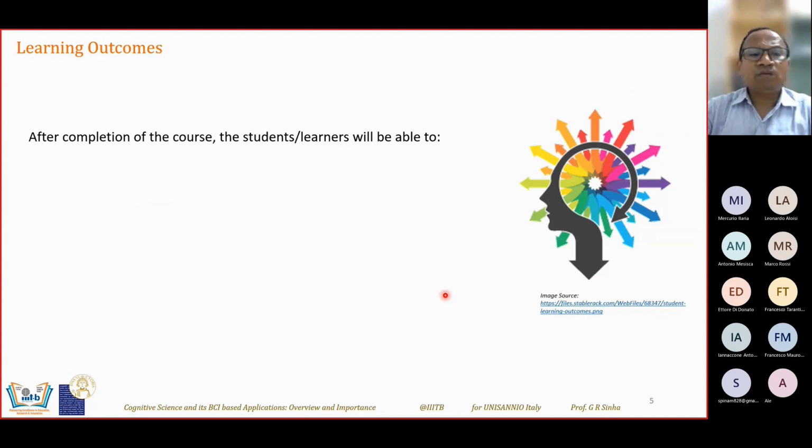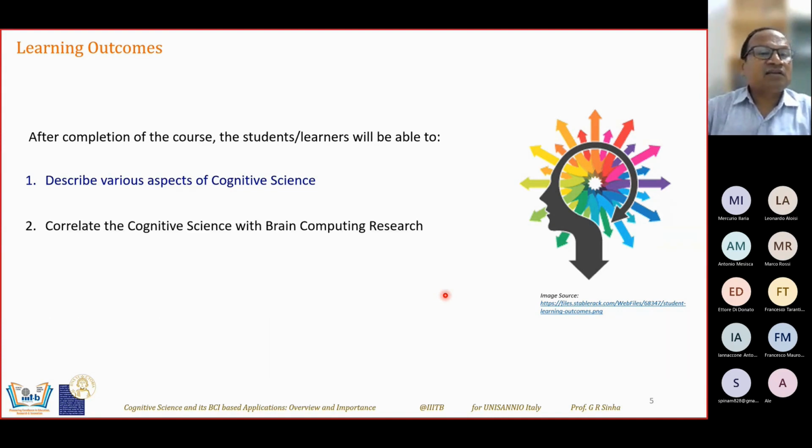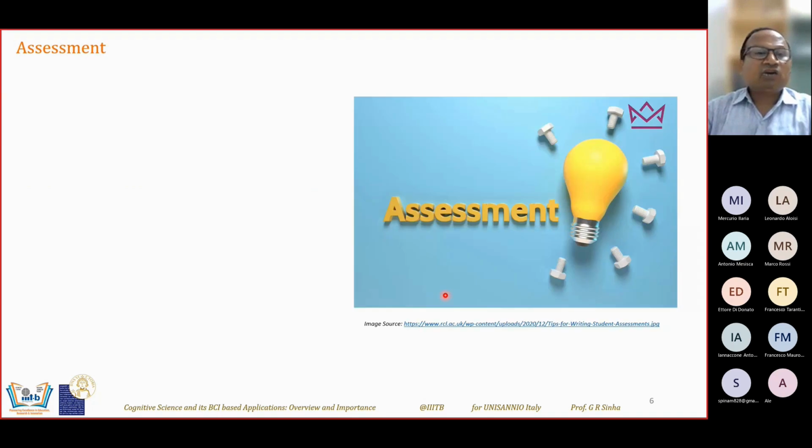What will be the learning outcomes? I believe that after completing the course, you who are attending will be able to describe various aspects of cognitive science. You would definitely be in a position to explain what we understand by cognitive science, not in brief, but in detail. Second, to correlate cognitive science with brain computing research. Third, to enumerate the research scopes of BCI and cognitive science.